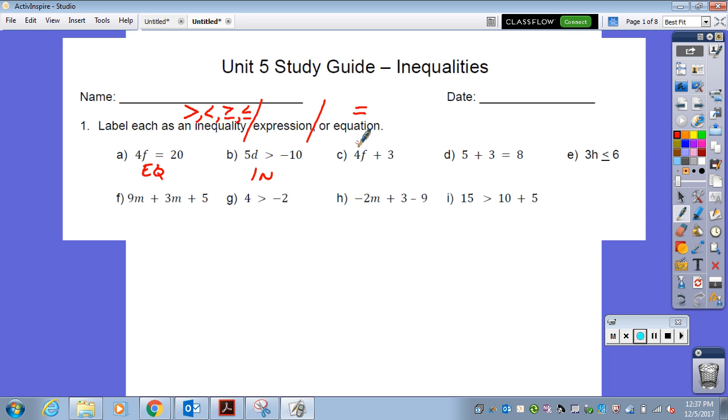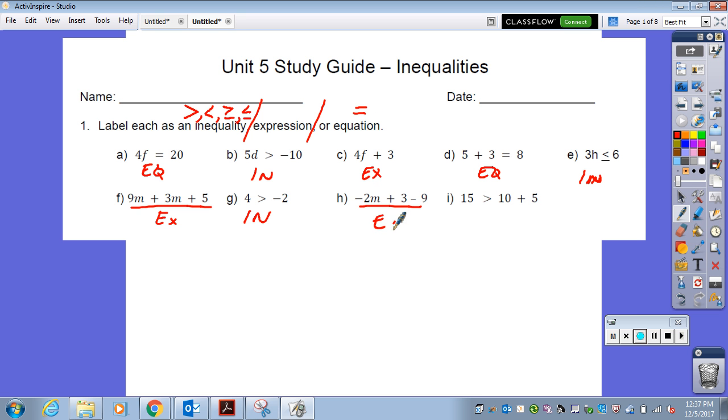C, no equal sign, no is less than sign. It's just a bunch of math operations, multiplication, addition. This is an expression. D, 5 plus 3 equals 8 is a true math sentence. It is an equation. E, we can solve. It is an inequality. F is just a bunch of math operations, multiplication, addition, multiplication, addition. This is an expression. G is a true math sentence with one of these symbols. It's an inequality. H, again, no math operations, but no comparison symbols.